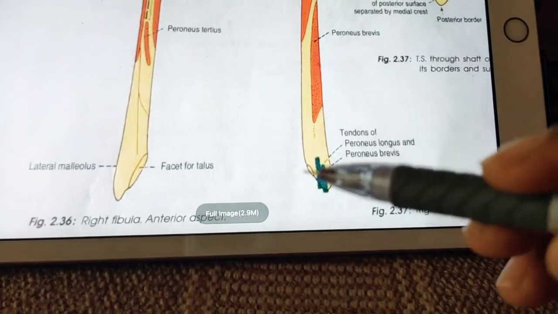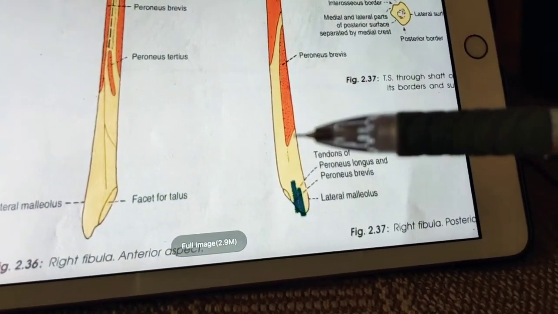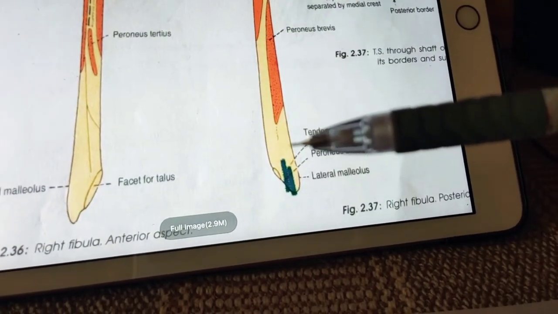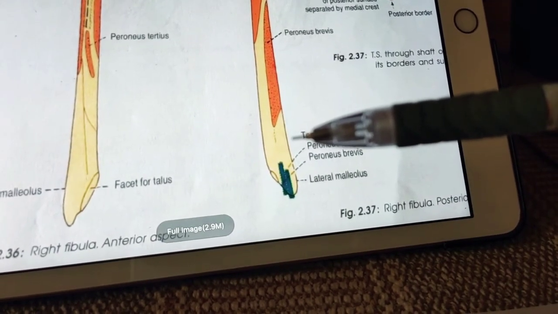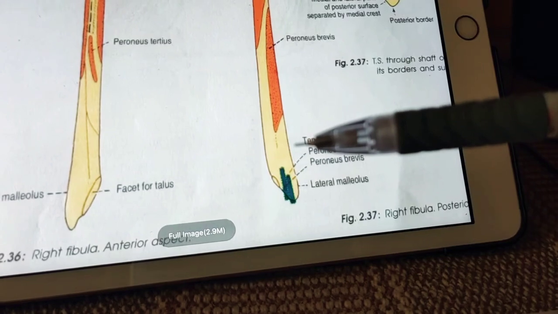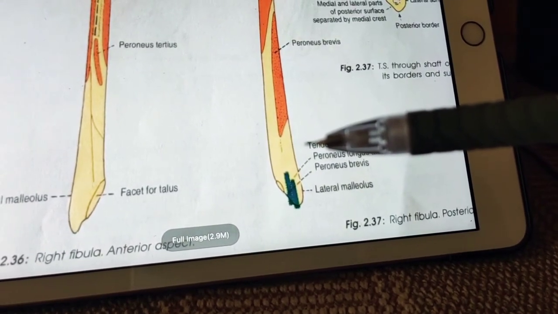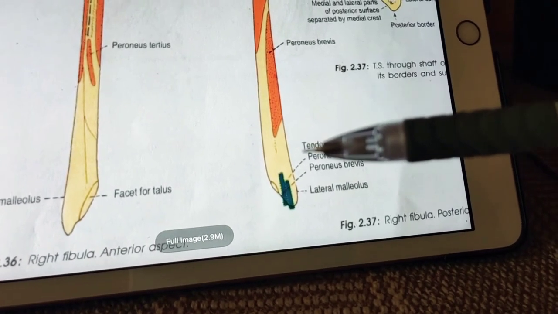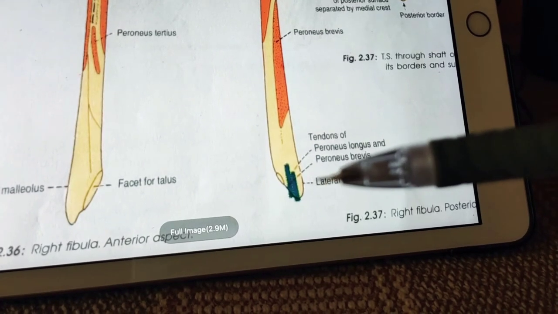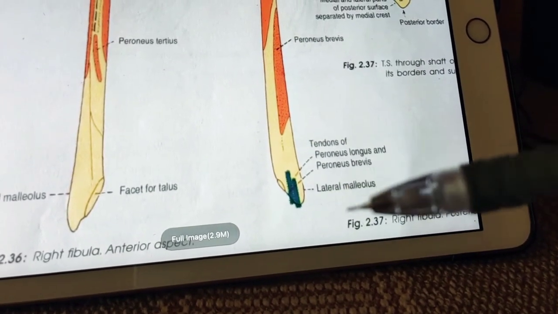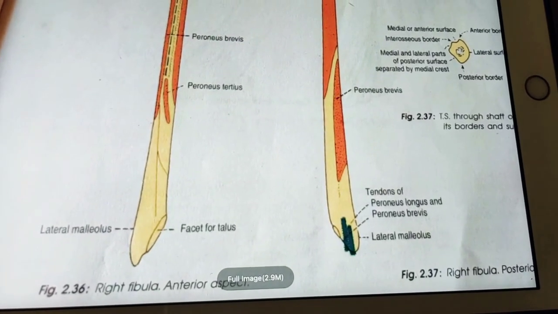So what are the ligaments attached to the lateral malleolus? There are many ligaments, as we discussed: the anterior talofibular ligament, the inferior transverse tibiofibular ligament, the talofibular ligaments, and the capsule of the ankle joint. All these different ligaments are very important. You also have the calcaneofibular ligament. So these different ligaments attached to the lateral malleolus are very useful to maintain the stability of our ankle joint. So by this we have completed all the fibula attachments and relations.